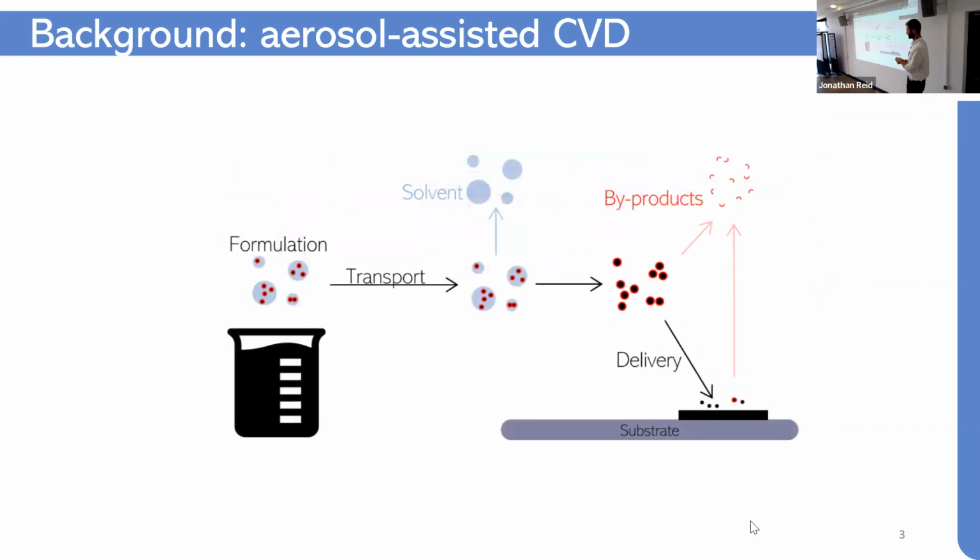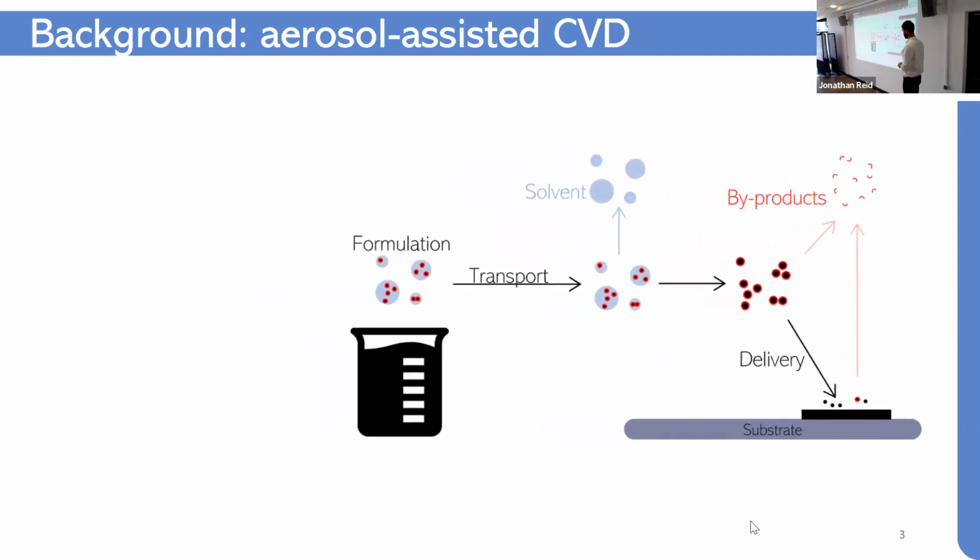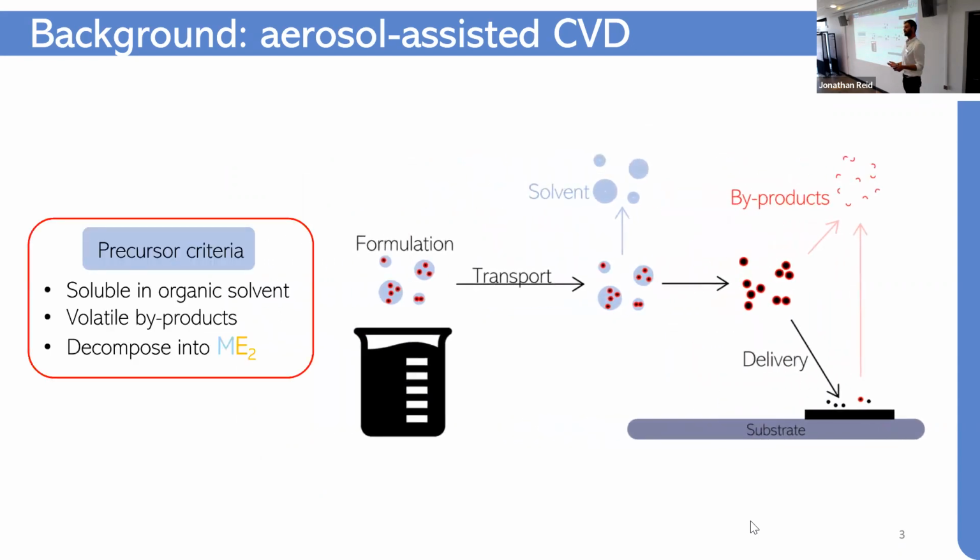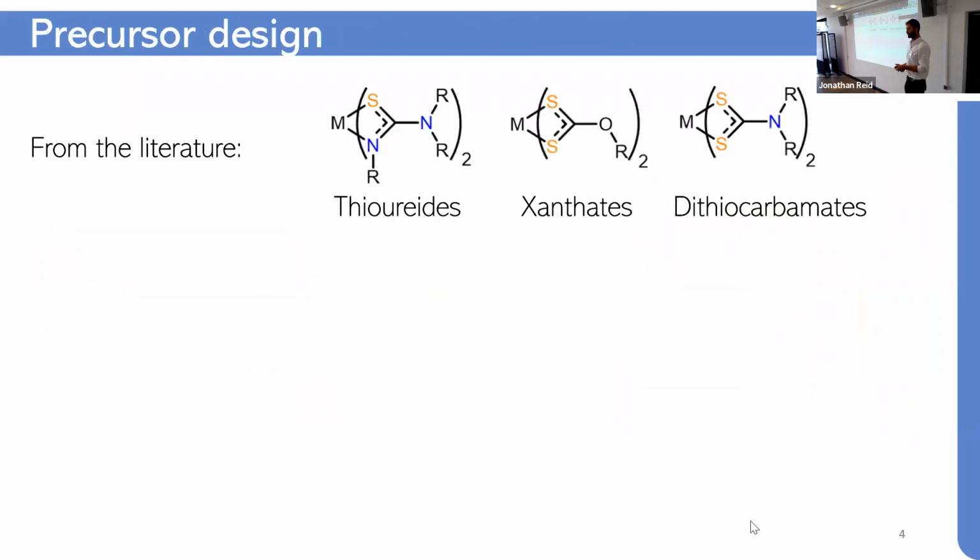So I'm looking at the precursor design. Precursor design has a really big impact on the nature of the deposition that you manage to achieve. So despite the fact that the precursor doesn't need to be volatile, it still needs to be soluble in the organic solvents that you put in the pot. Upon deposition, you need volatile byproducts, and you want, of course, for it to decompose into the material that you want. So this effectively boils down to organometallic chemistry.